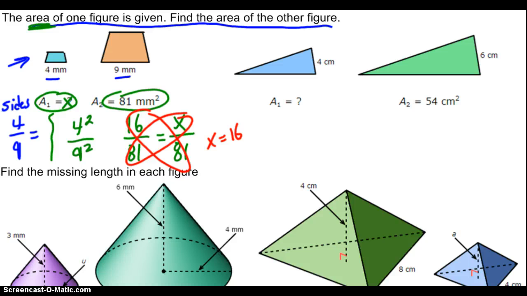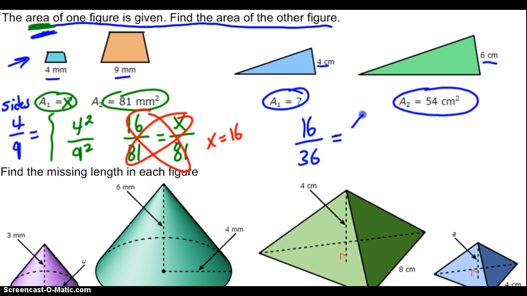Again, you might be tempted to write 4 over 6 as if we were comparing side lengths, but we're not. We're comparing areas here, right? So instead of writing 4 over 6, I will write 4 squared over 6 squared. 4 squared is 16. 6 squared is 36.